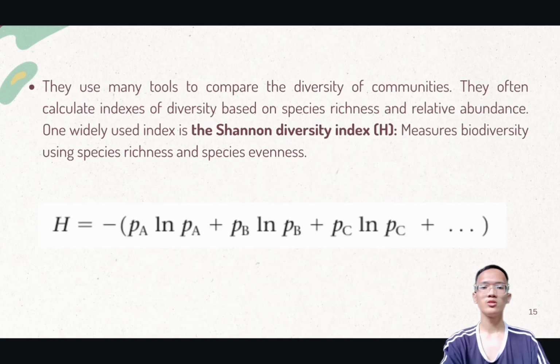Now, ecologists use many tools to compare the diversity of communities. They often calculate indexes of diversity based on species richness and relative abundance. One widely used index is the Shannon Diversity Index, or simply the Shannon Index. It measures biodiversity using species richness and species evenness. In the example below is the Shannon Index formula.